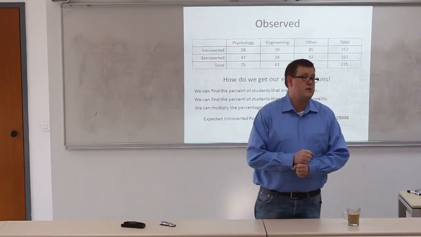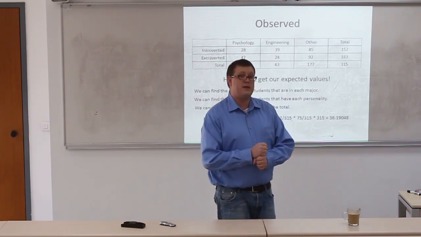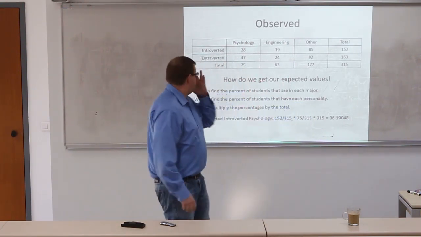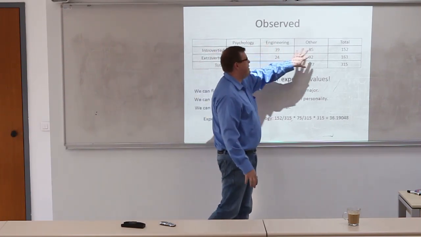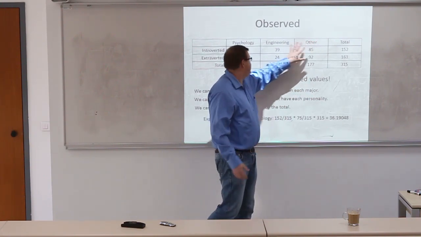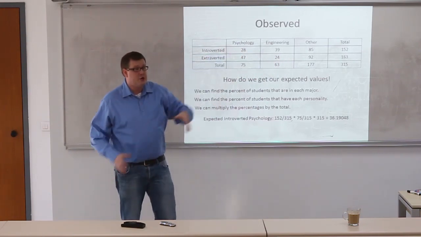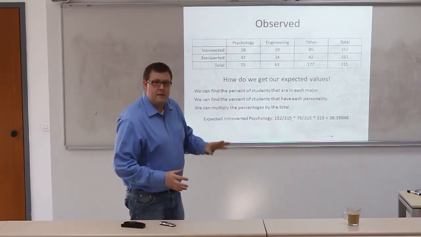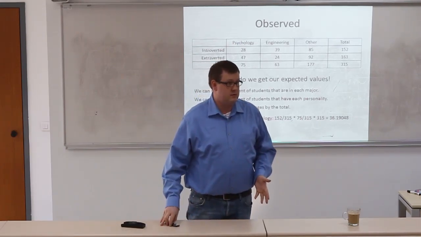So you're assuming the same thing with psychology and introversion? Yes, that's what the chi-square test of independence is about. We're asking, is there a difference in introversion between psychology, engineering, and other majors? If there's no difference, then introversion and major should be independent of one another. So we are setting up our expected values to look for independence.